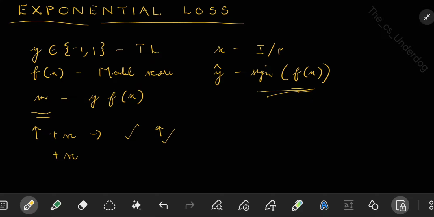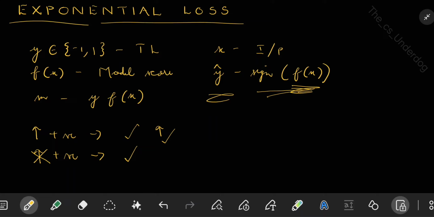If it is just a small positive value, that means your classification is right because your model said f of x is a positive value, so y cap will be the right classification. Not just f of x is positive; y into f of x is positive. That means if f of x is positive, y is also positive. If y is negative, f of x is also negative. In both cases, your classification is right. So if m is positive but not a large value, then still your classification is right.